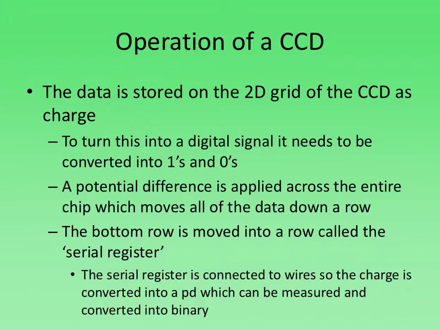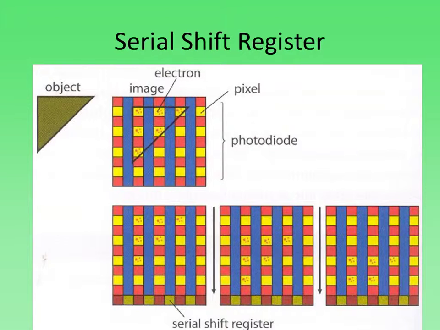Each of those signals gets stored individually as it gets moved into what's called the serial register. The serial register is the bottom row, the final row on the CCD. Let's see what I'm doing here. If we imagine that this is our picture, and so you have an image of... that's not what I wanted to do.